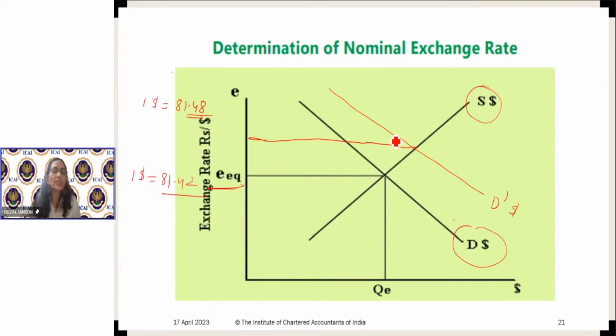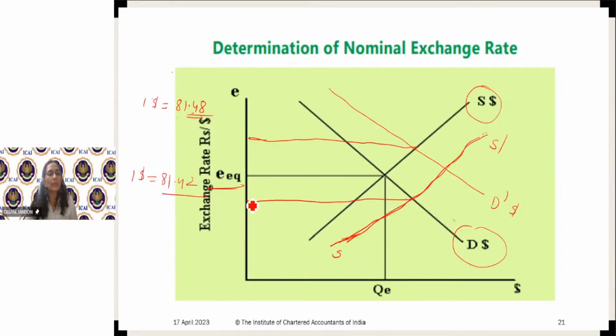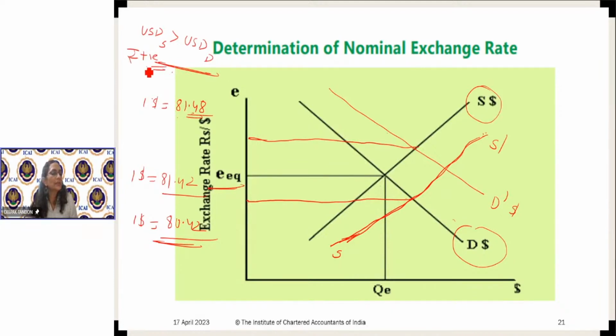If the supply is not going to increase, then the INR will depreciate. If supply of dollar increases, I'm sorry, this should be a straight line, if supply of dollar increases to S dash, then the rupee will become strong. That means $1 is equal to 80.42. So if the supply of USD is greater than USD demand, then the rupee will strengthen. The rupee will appreciate.